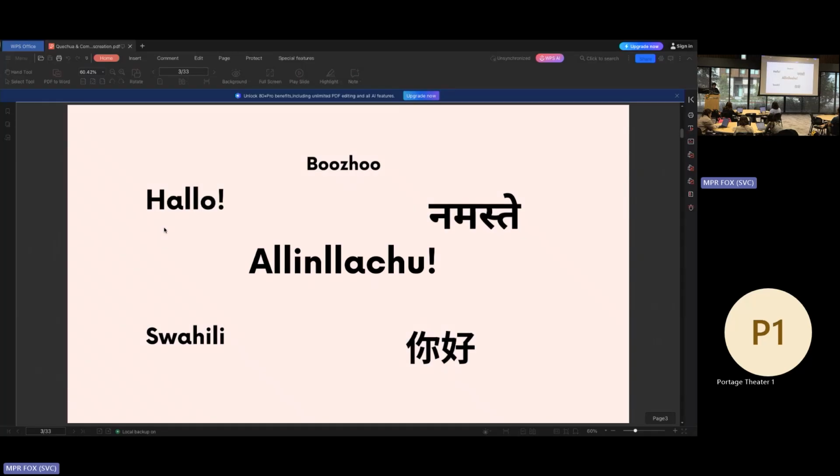Similar to other languages that are agglutinative, but at the same time that are all around the globe, like Swahili, hello, Wusu, Namaste, Ni hao. We know these languages; they are very common.